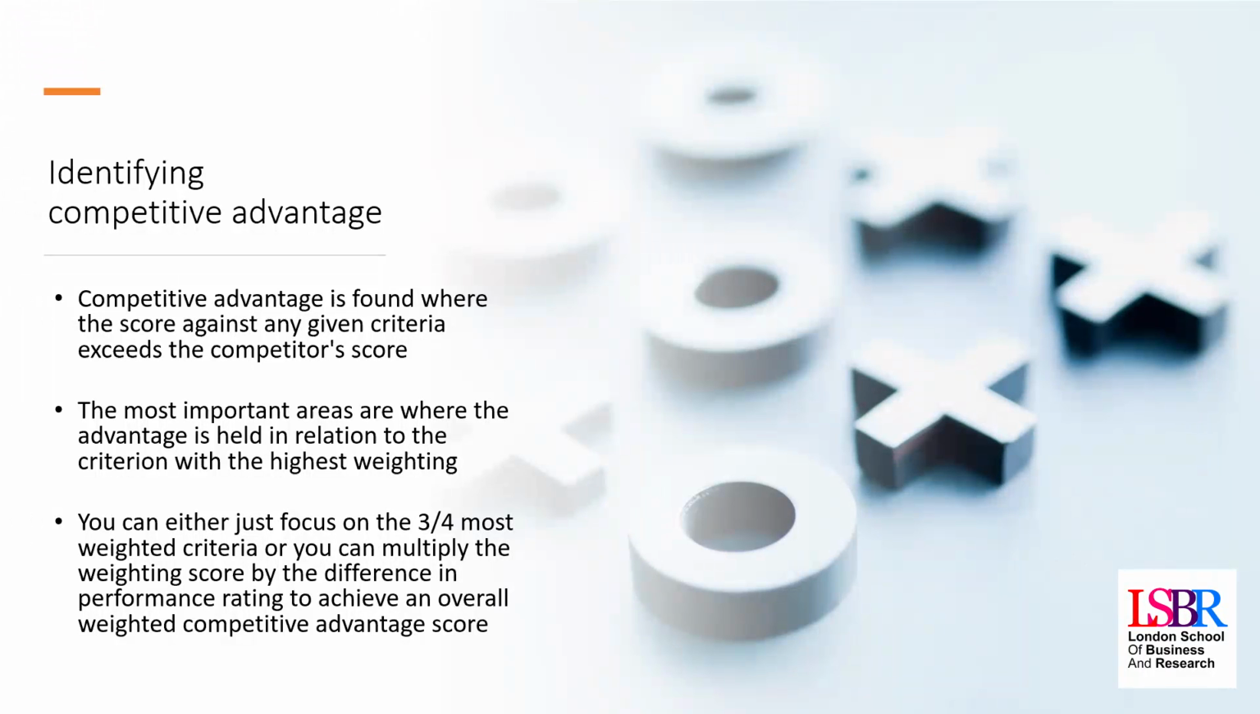The most important areas are where the advantage is held in relation to the criteria with the highest weighting. What do you mean by that? Well, if in the market, customers value the quality of the product more than anything else, so they don't care about cost as much, they don't care about customer service as much, they don't care about sustainability or anything, they care about the quality of the product. If you have a better score for quality compared to your competition, then that's a significant area of competitive advantage, okay? Because that's the highest weighted criteria.